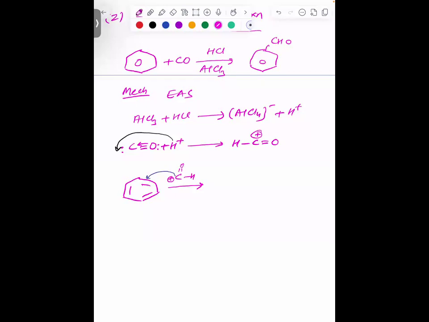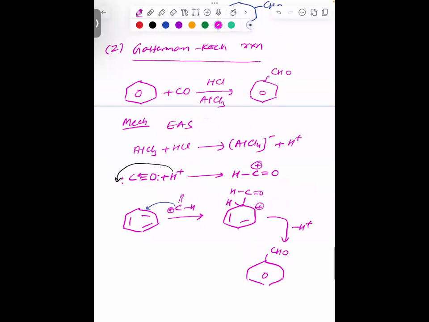Then there is one hydrogen here, so minus H plus. The product is benzaldehyde, C6H5CHO. So write down the mechanism, student, quickly.